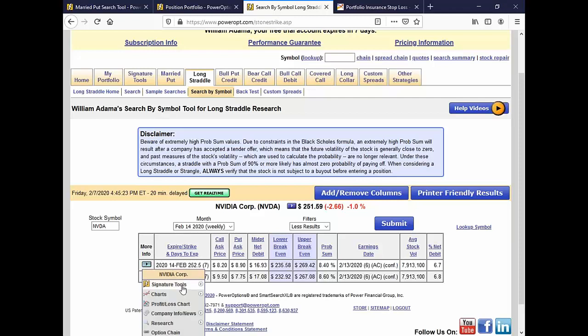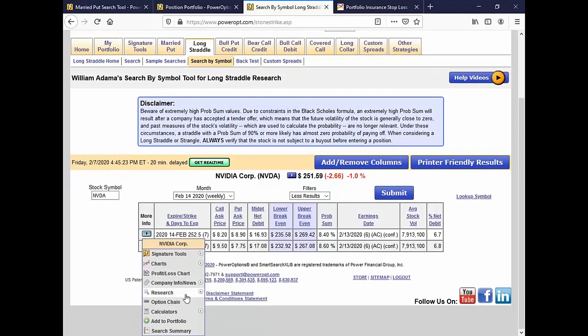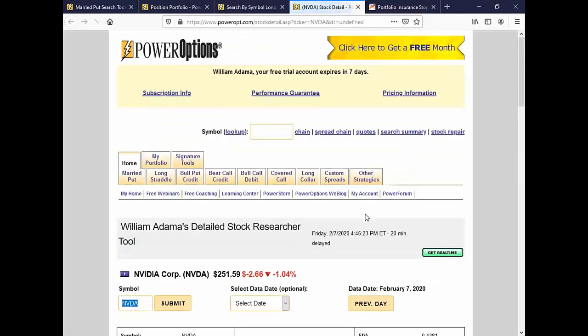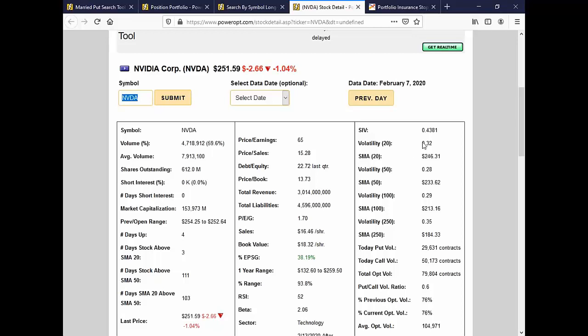Now, does that make sense? Yeah, it kind of does, doesn't it? It's a fairly significant move of 17 points on a stock that, yes, has earnings coming up, and the average implied volatility, the SIV here on the stock research tool, is at 0.45, 0.44. But the average 50-day volatility and 20-day volatility is only 0.32.